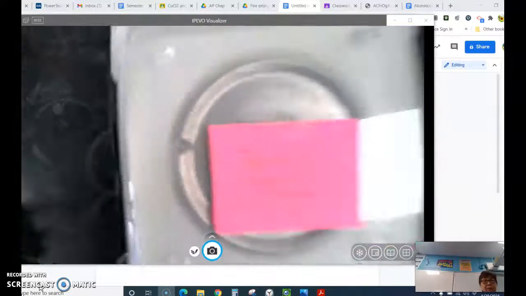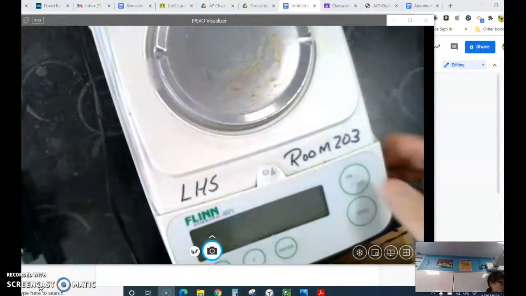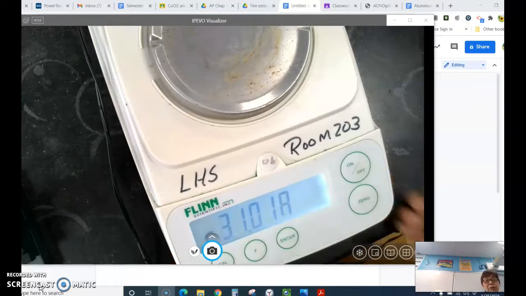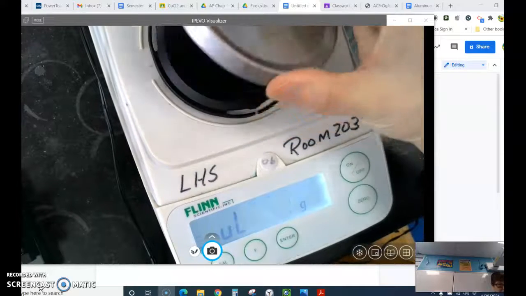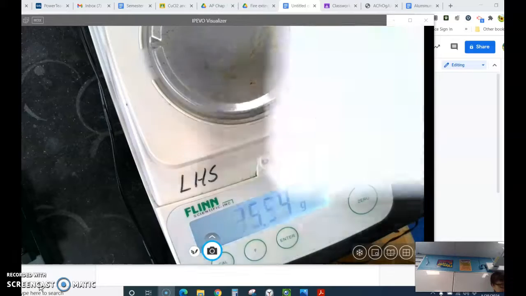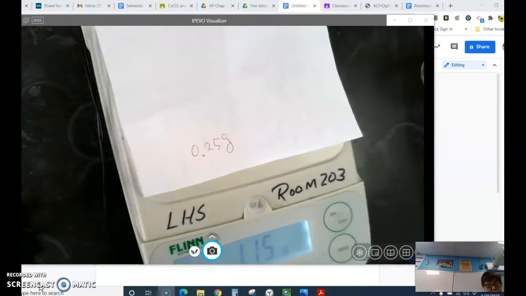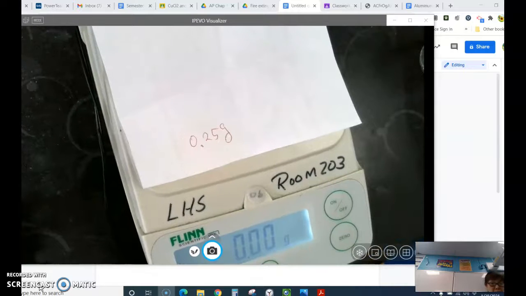This is the scale I'm using. When you get it, you turn it on. Those are just the basic skills, and then make it 0. You never put your chemical directly onto the metal tray, so I put a piece of paper on it. Can you see the paper has weight here? So I need to zero this out.